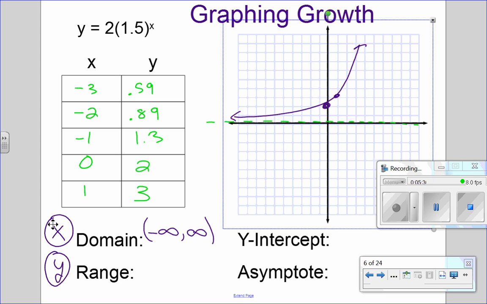Have you ever seen domain written like that, or is it your first time? First time. This is a big day for you then, because you'll write your domain like this year in Algebra 2, in pre-calculus, and calculus. Big day, yeah?